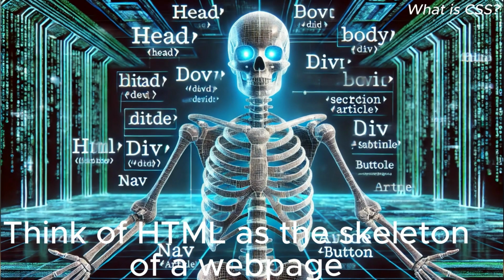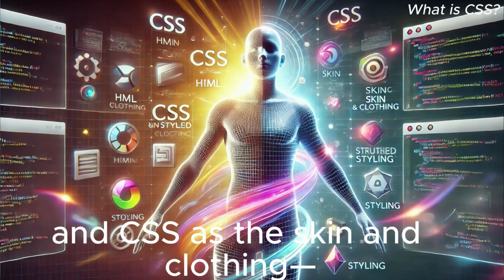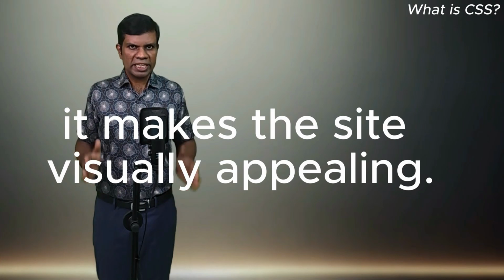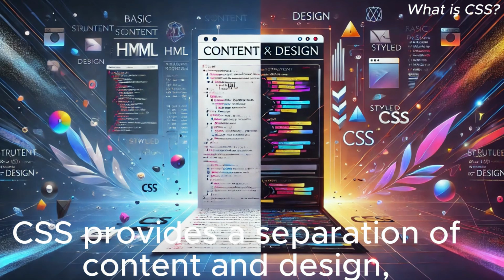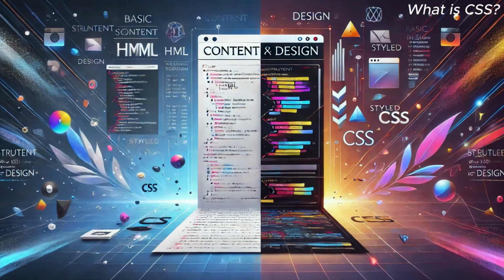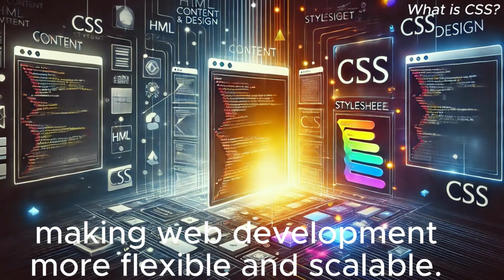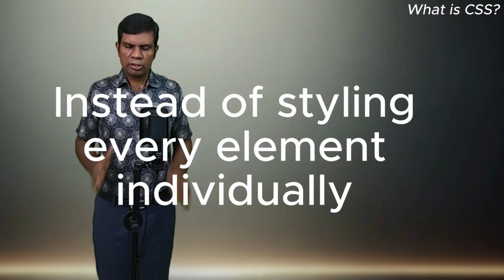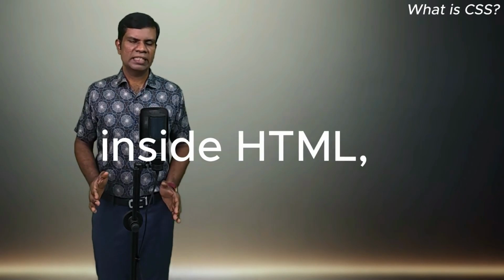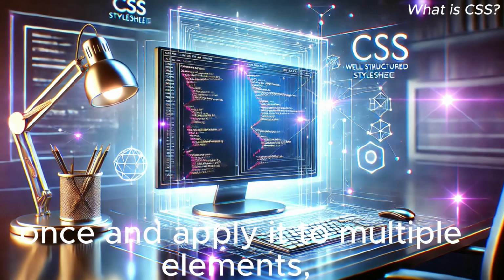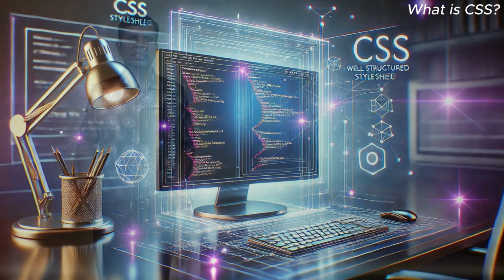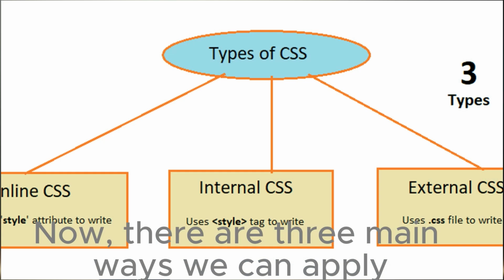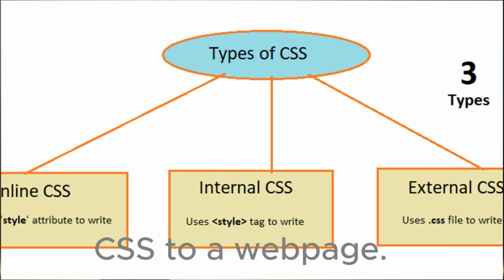What is CSS? CSS stands for Cascading Style Sheets, and it's used to control how HTML elements are displayed. Think of HTML as the skeleton of a web page and CSS as the skin and clothing. It makes the site visually appealing. CSS provides a separation of content and design, making web development more flexible and scalable. Instead of styling every element individually inside HTML, we can write CSS once and apply it to multiple elements, ensuring consistency.